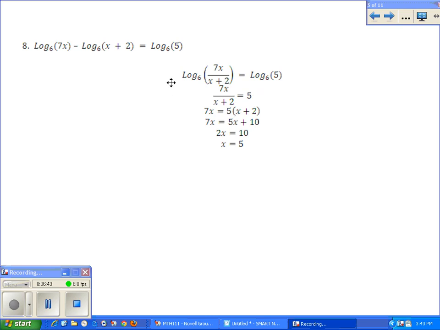You could also think of this if I raise both of these as an exponent, 6 to this power equals 6 to this power. The 6 to the power undoes the log. They cancel each other out, leaving us with this. And then again, once we've gotten to here, not a bad problem to solve. I can multiply both sides by x plus 2, get 7x equals 5 times the x plus 2, distribute, subtract the 5x, divide by 2, and I get my solution x equal 5.